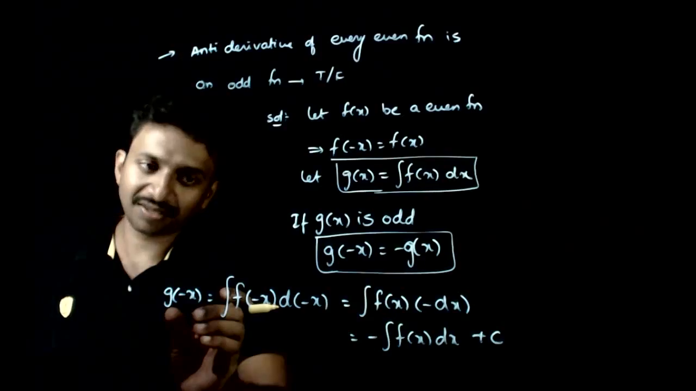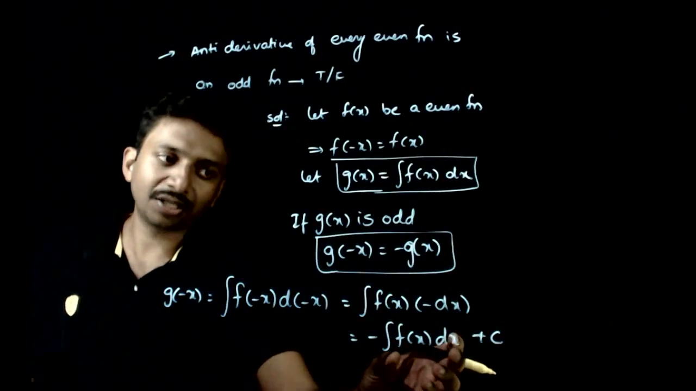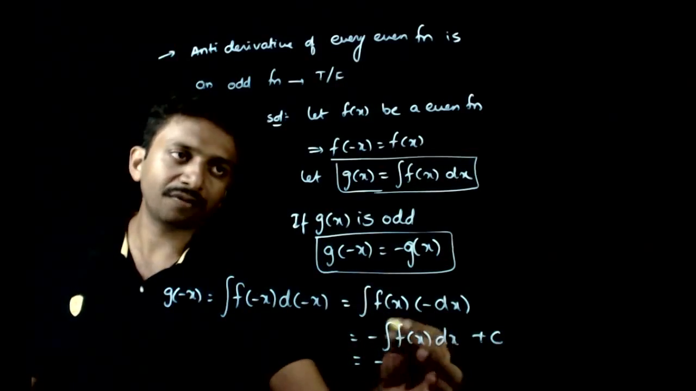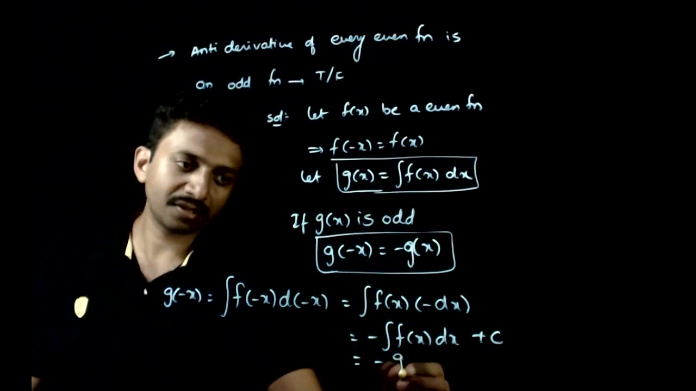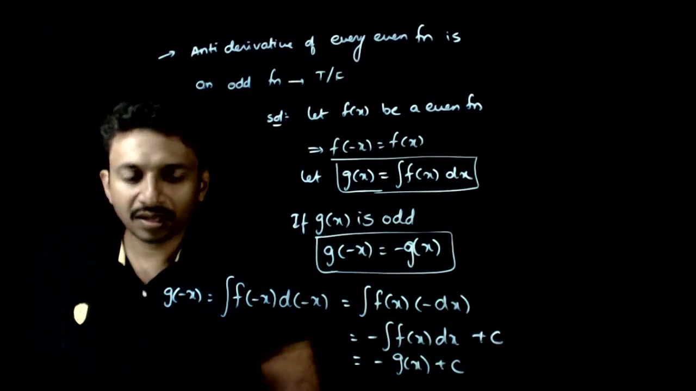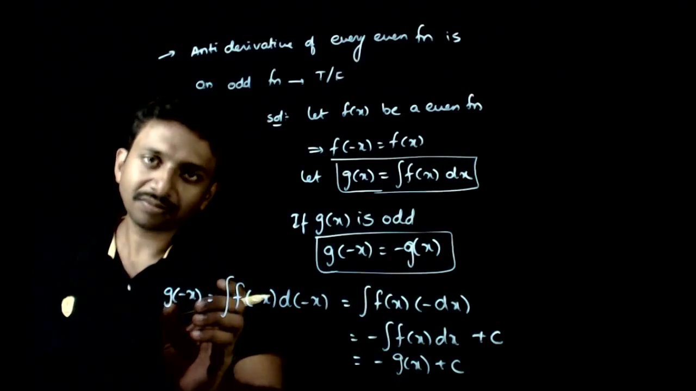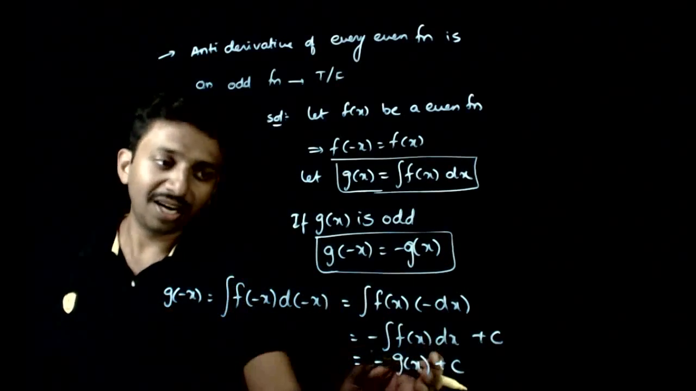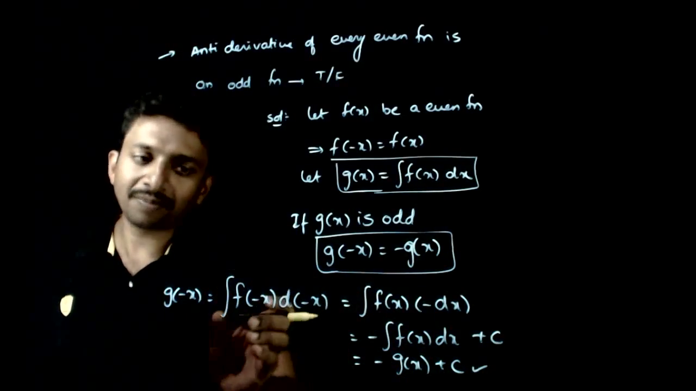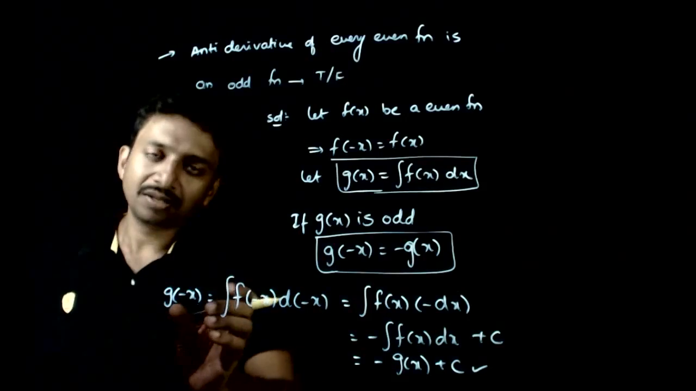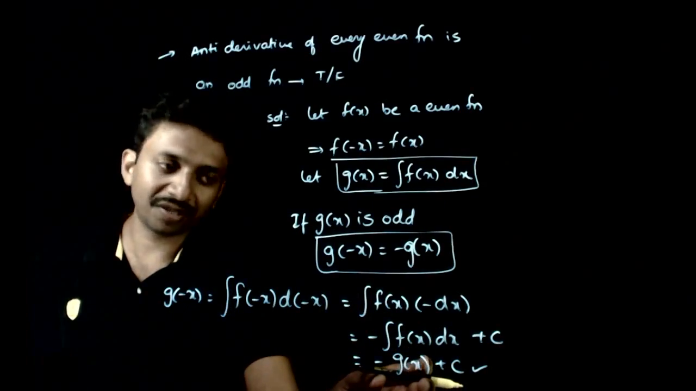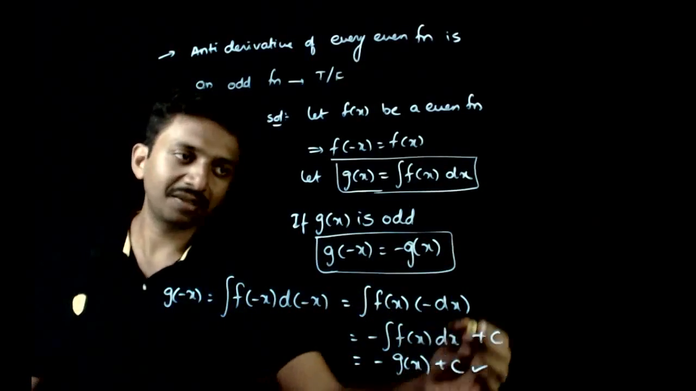So g of minus x is equal to minus integration of f of x dx. That is nothing but minus g of x plus some integration constant. Function-wise it will be minus g of x, and some constant extra may be there, because from integration you get an integration constant. So g of minus x need not be exactly equal to minus g of x. It can be equal to minus g of x plus c.